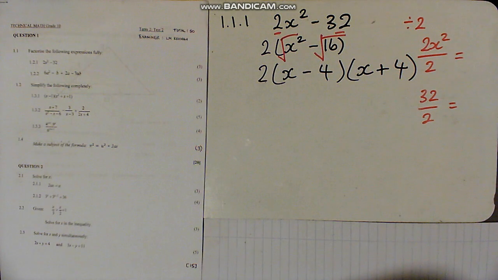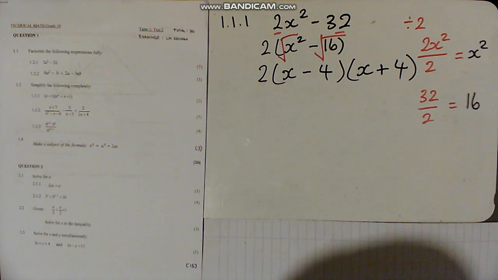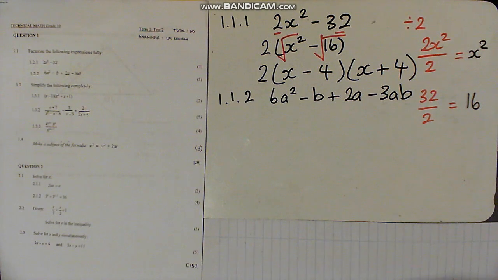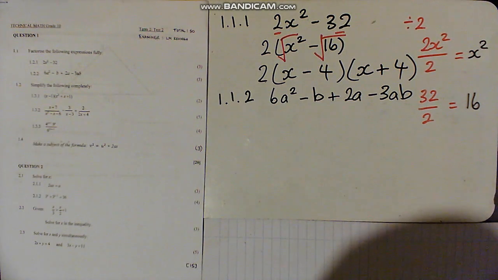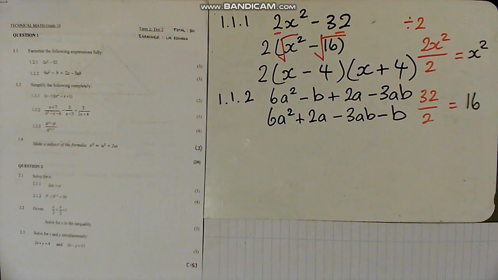3 marks. We're going to factorize 1.1.2. When we see 4 terms, we think of grouping. We might need to rearrange these 4 terms in 1.1.2 in such a way that we can get a common factor in the first 2, a common factor in the second 2. Look at it carefully and see if you can find a common factor in the first 2 and a common factor in the second 2.